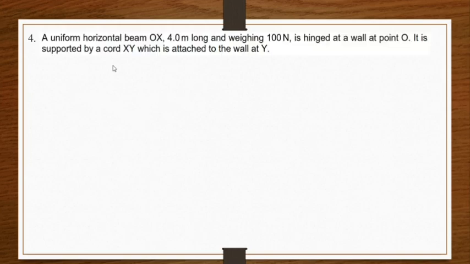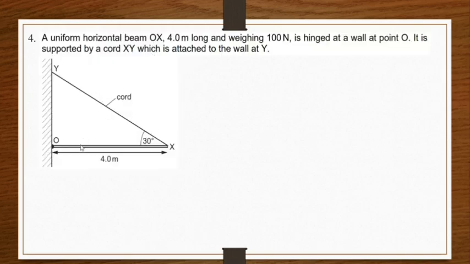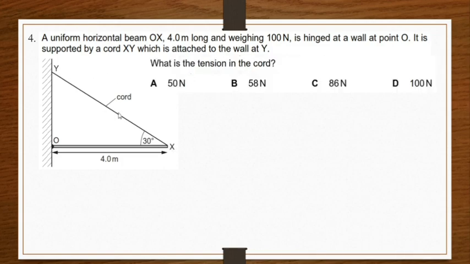Number 4, a uniform horizontal beam OX 4 meters long and weighing 100 newtons is hinged at a wall at point O. It is supported by a cord XY which is attached to the wall at Y. What is the tension of the cord here? You are given options. So first I have to draw all the forces that act on the system. Our system is the rod, so there is the weight of the rod, which is 100 newtons. And I have the tension of the cord, which acts on the rod. This is it, the tension.